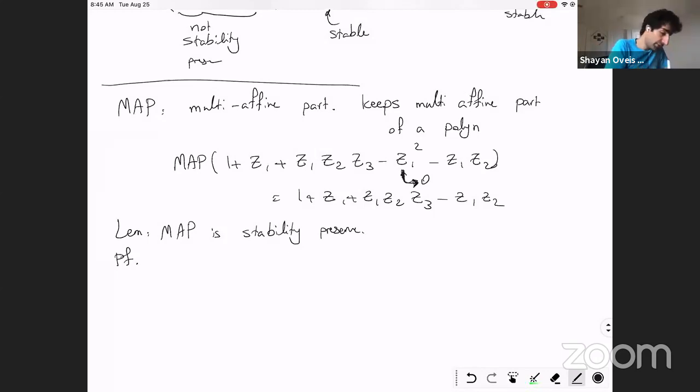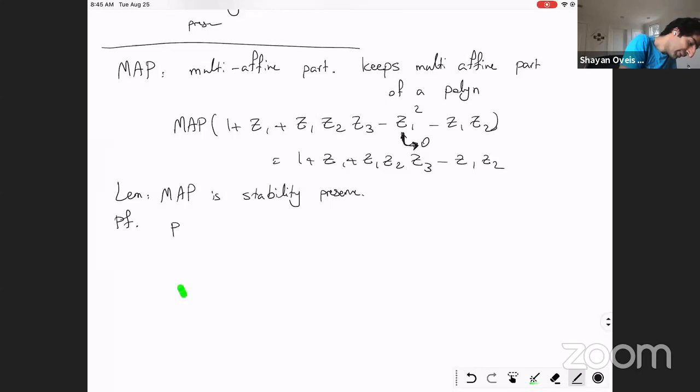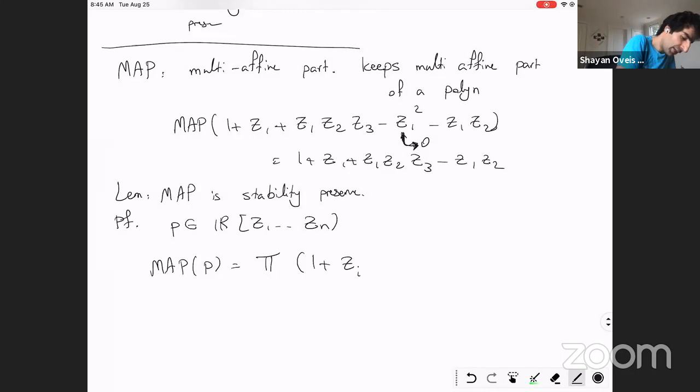Here is a way to do it. Let's say I have this polynomial p on n variables. When I apply map to p, I can do the following. I can take the product of 1 plus zi prime partial zi. Okay, so what is zi prime? Zi prime is a new variable. Or in other words, think of it as a new copy of zi. Okay, so I apply this, then I map zi to 0.